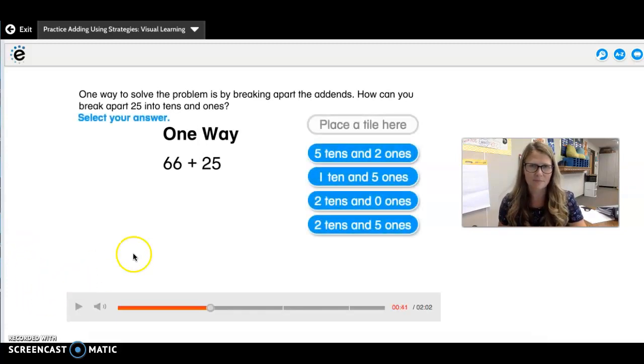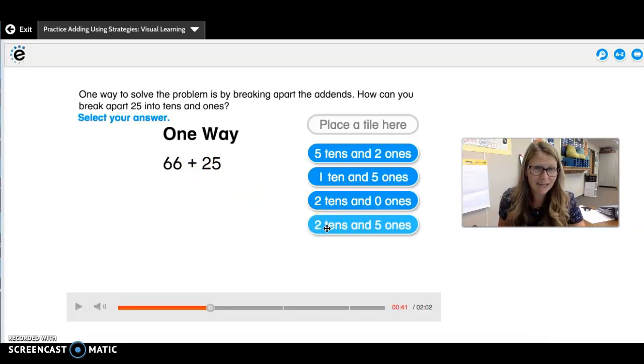Select your answer. So here are our options. They're saying that 25 is 5 tens and 2 ones. No, that's not right, because that would be 50 plus 2, which is 52. That is not 25. The other option is 1 ten and 5 ones. Well, that would be 10 plus 5, which is 15, and that is also not 25. Okay, option 3, 2 tens and 0 ones. Well, 2 tens is 20, plus 0 ones still says 20. That is also not the right answer.